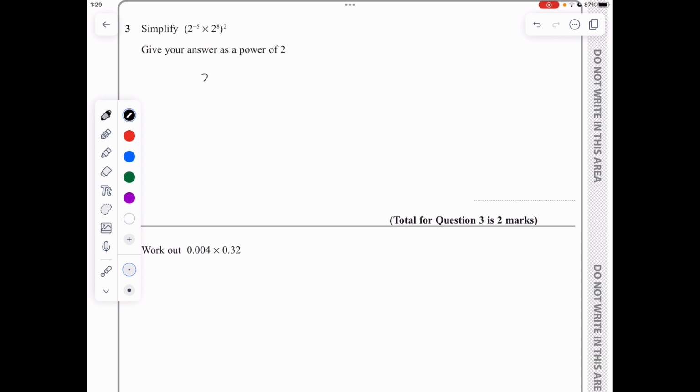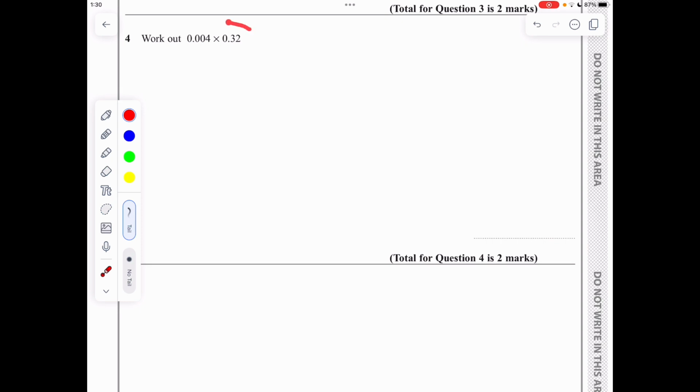So I will start by considering what I've been given, 2 to the power of negative 5 times 2 to the 8, all raised to the power of 2. We know that when we've got multiplication with a common base, we add the indices, so negative 5 plus 8 is 3. So this is 2 cubed raised to the power of 2. And when we've got a power raised to a power, we multiply the indices together. So this will give me 2 to the power of 6.